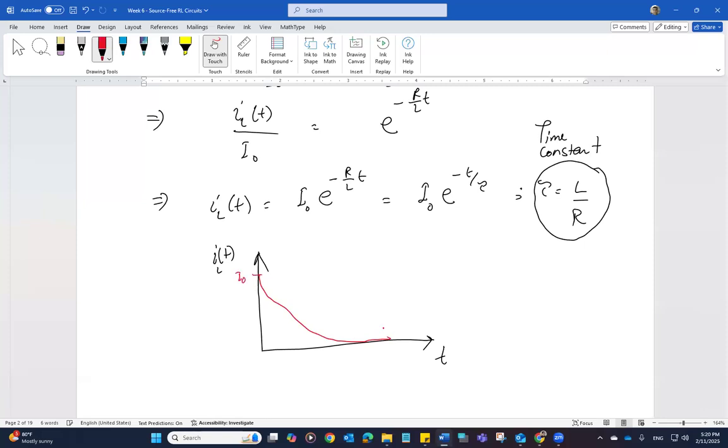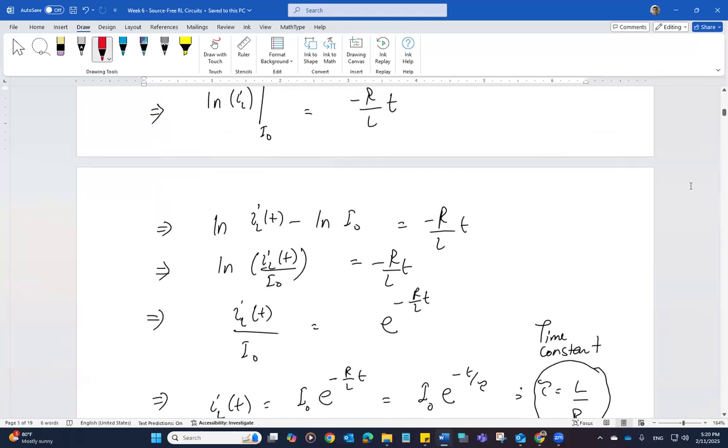It's going from I naught, and this is approximately 0.36 I naught, and it's going to take approximately, let's say, 4 or 5 time constants before it goes down to almost 0 ampere. So this is the relationship of the inductor current and the time constant and the initial value of the inductor current.